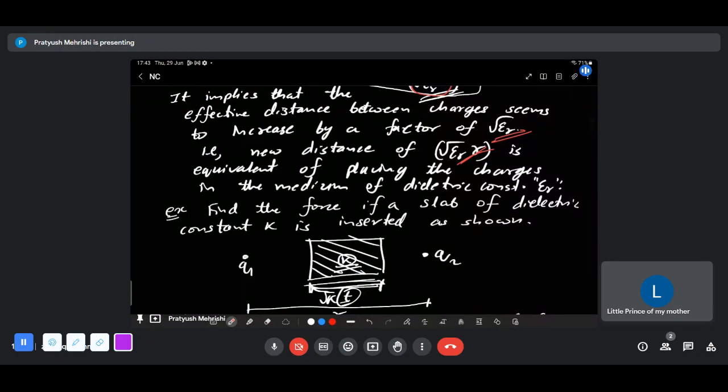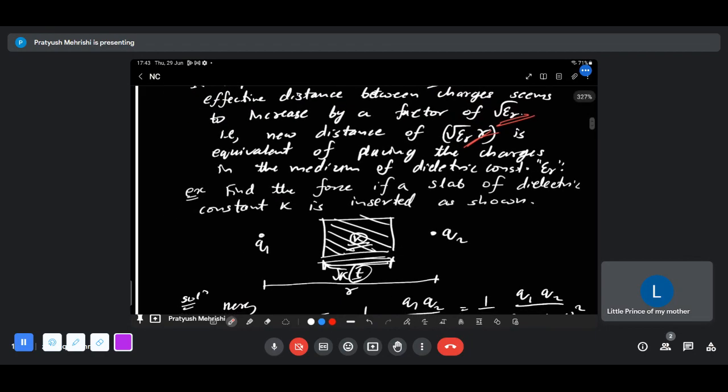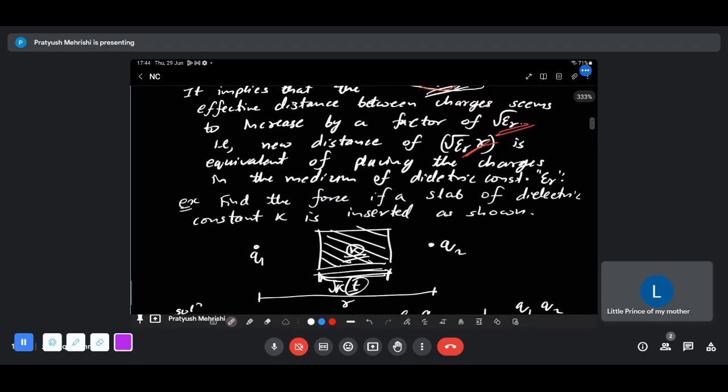Take it down and then solve this question. Find the force if a slab of dielectric constant K is inserted as shown. So slab means a rectangular block. Not rectangle, cuboid it is.